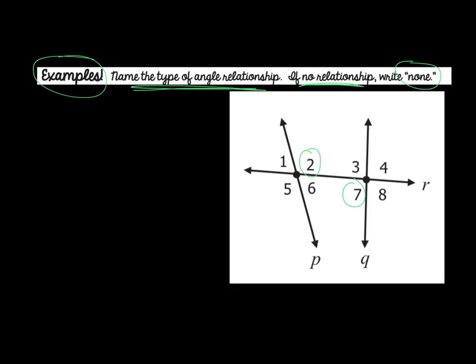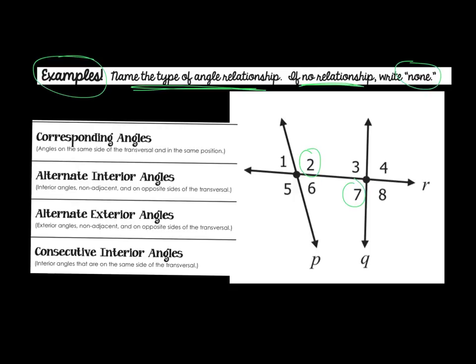How about 2 and 7? So let's take a look at our options. We have corresponding angles, right? They're going to be on the same side of the transversal, same position. We have consecutive interior. They're also on the same side of the transversal, but only on the inside. Then we have alternating interior and exterior, right? Non-adjacent and opposite sides of the transversal, and just depending on whether or not they're inside or outside. So we look at 2 and 7. They're on alternating sides of the transversal, and they're not adjacent, and they're on the inside. So 2 and 7 would be alternate interior.